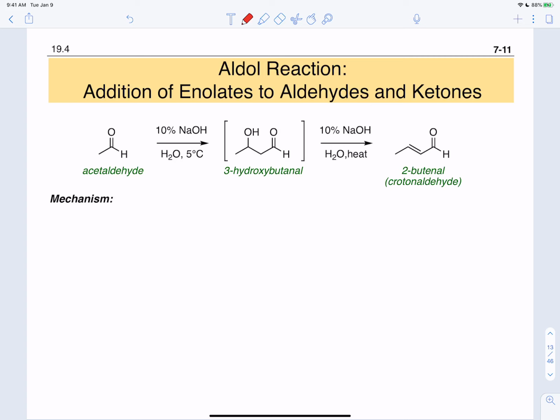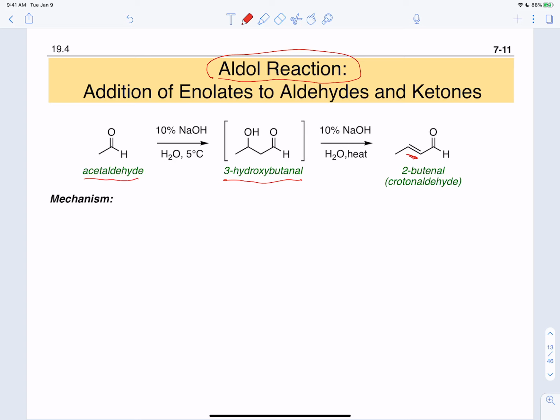Now we're going to learn one of the most important reactions for this section called the Aldol reaction. So this is going to be the addition of enolates to aldehydes and ketones. What we have shown here is an aldehyde, acetaldehyde, the 2-carbon aldehyde, reacting with itself to make 3-hydroxybutanal, and then also followed by the elimination of water to give 2-butenal to make this double bond.